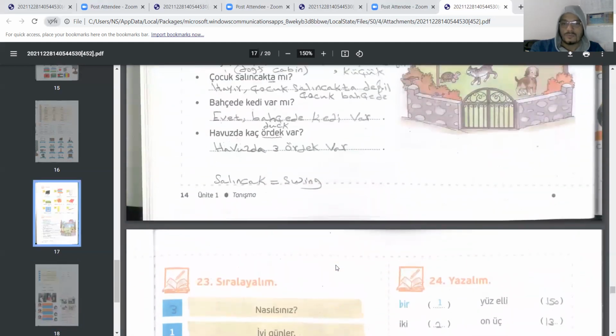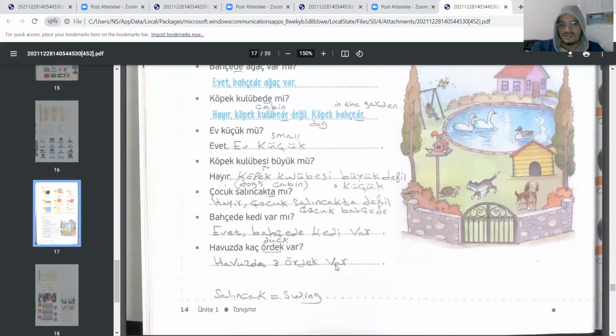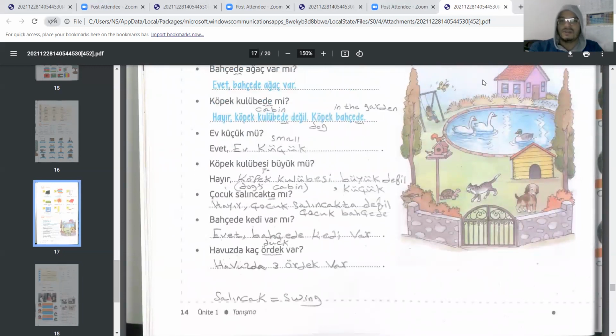We will stop here, and in the next lecture we will take the numbers and many other important things related to how we can learn the Turkish language better.